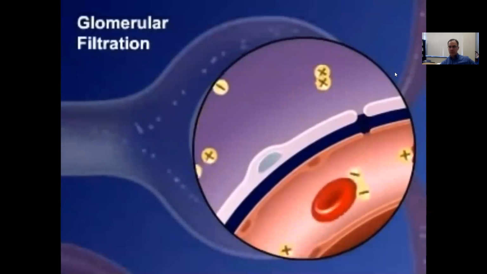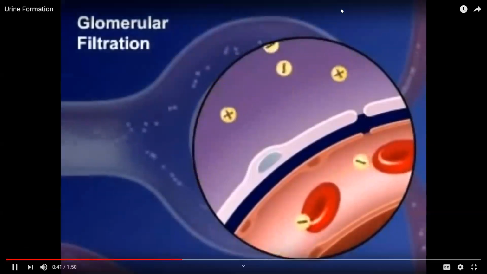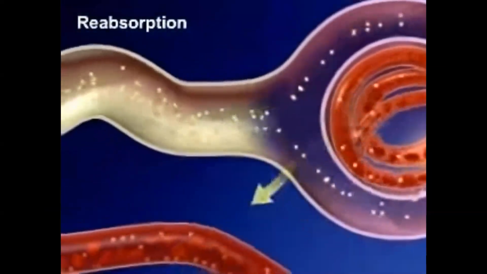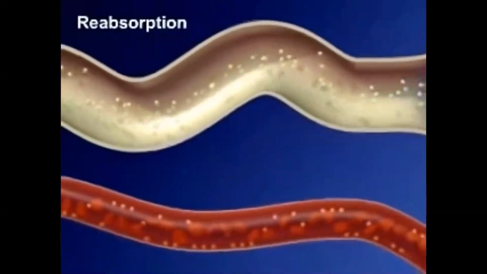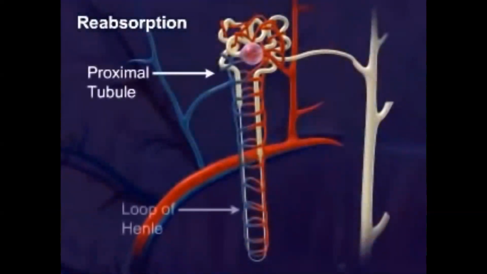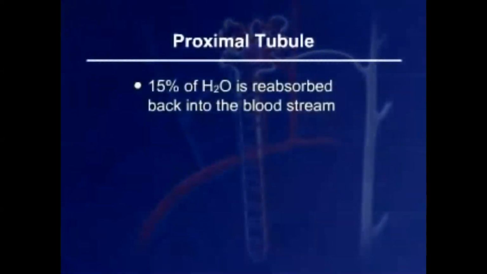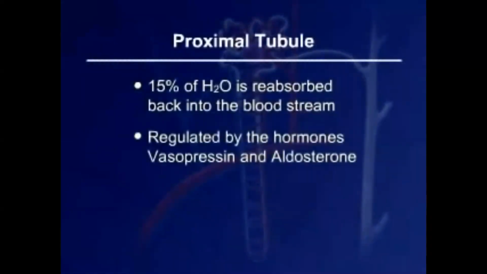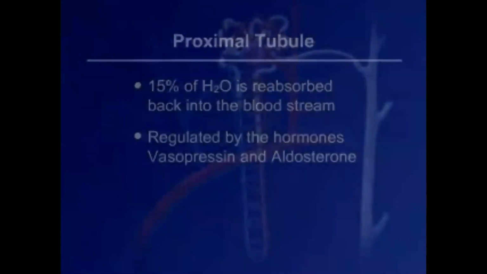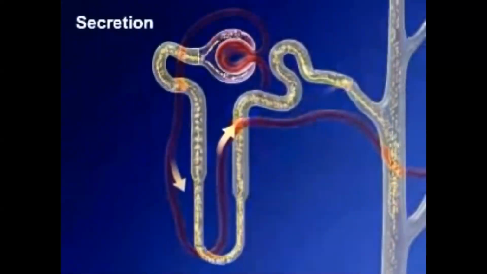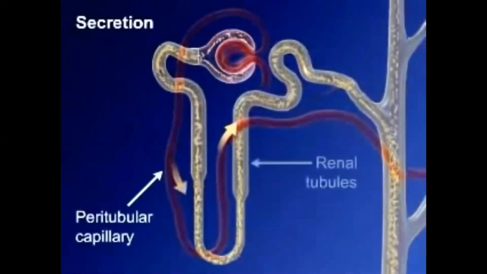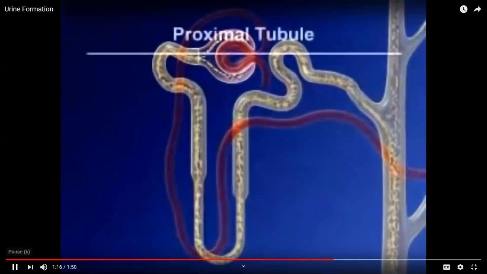have any proteins or red blood cells, which are too large to pass through the capillary membrane. In tubular reabsorption, substances are transported out of the tubules and back into the blood of the peritubular capillaries. Reabsorption takes place in the proximal tubule, loop of Henle, and distal tubule. The major part of reabsorption occurs in the proximal tubule. About 15% of water is reabsorbed back into the bloodstream. The process is regulated by the hormones vasopressin and aldosterone. In tubular secretion, substances move from the plasma in the peritubular capillaries back into the filtrate in the renal tubules.